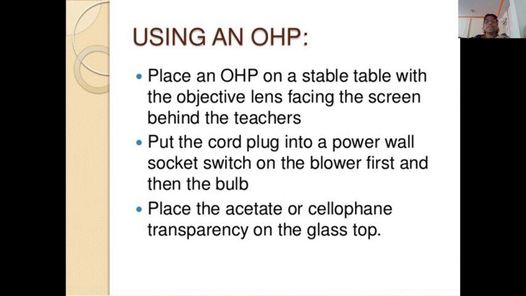Then, using an overhead projector, place the OHP on a stable table with the objective lens facing the screen behind the teacher. Put the cord plug into a power wall socket, switch on the lamp first and then the bulb. Place the acetate or cellophane transparency on the glass top.